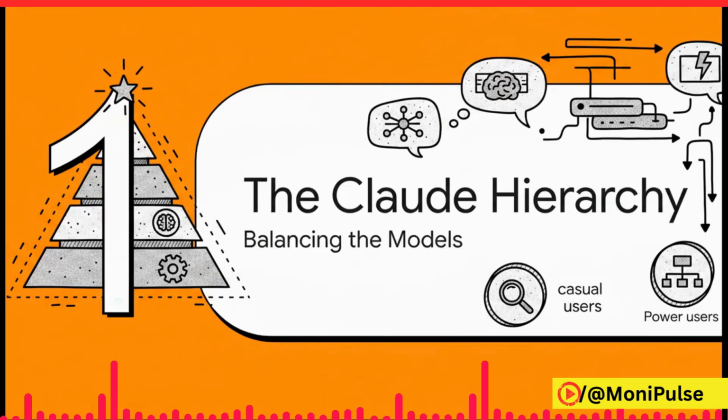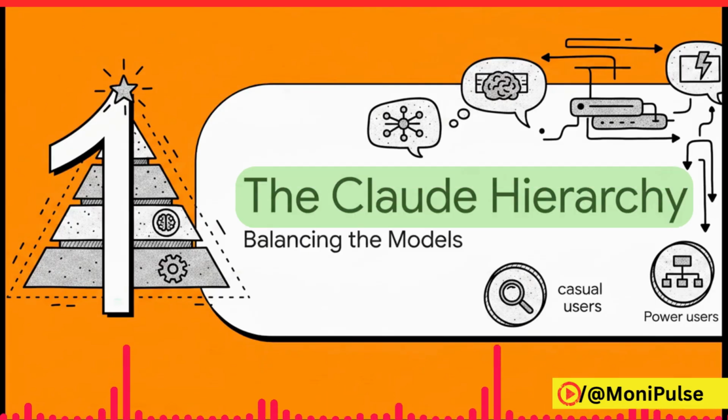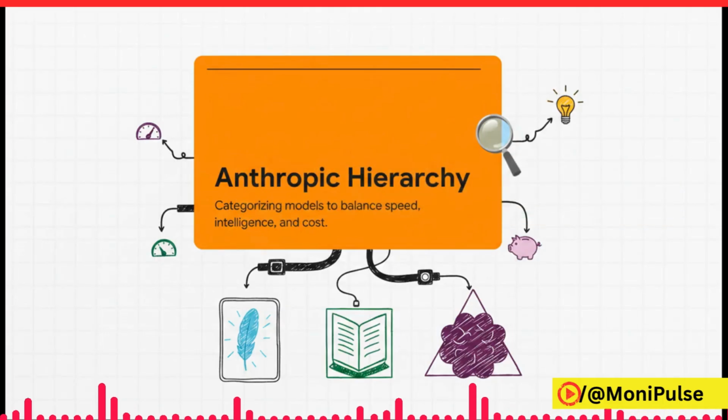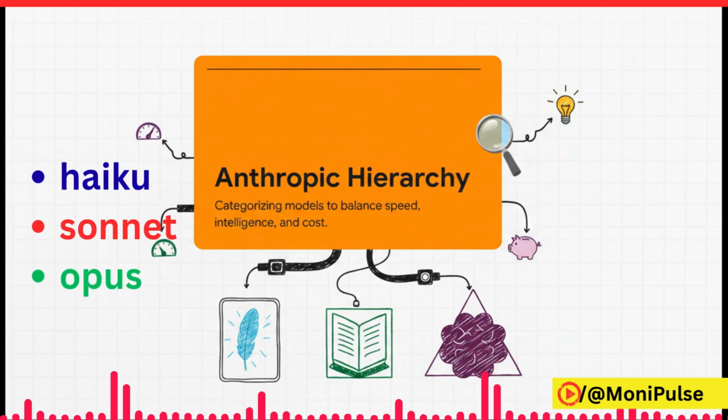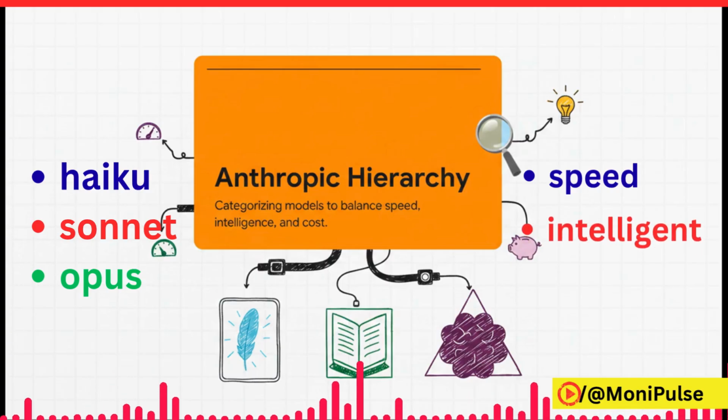Let's start with the broad strokes. Section 1, the Claude model hierarchy. Look, treating AI like a single monolithic tool that you just use for absolutely everything, it's a mistake. It's a super common mistake, but a mistake nonetheless. I mean, you wouldn't use a sledgehammer to hang a tiny picture frame, right? Well, AI is exactly the same way. That is why Anthropic categorizes its models into 3 main sizes. We've got Haiku, Sonnet, and Opus, and they're designed to balance speed, intelligence, and cost.